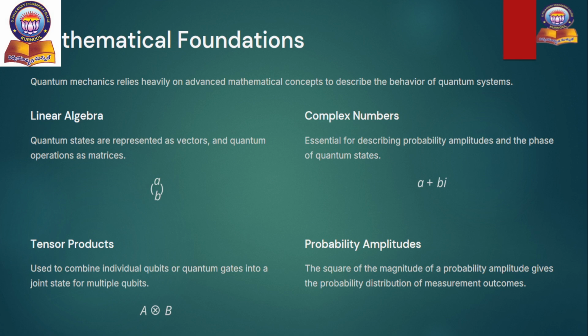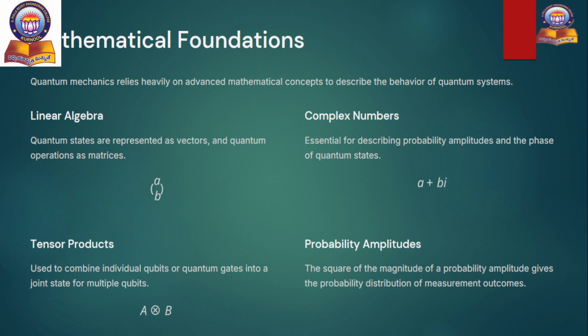Apart from linear algebra, we also use complex numbers. Complex numbers are essential for describing the probability amplitudes and also the phase of quantum states, which are usually represented as a plus bi or a minus bi, where we can calculate the dot product. It is also called the complex conjugate.